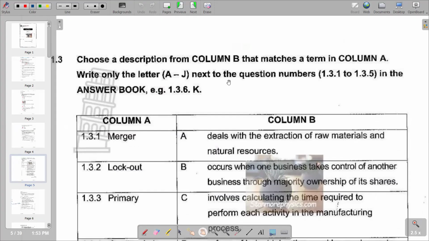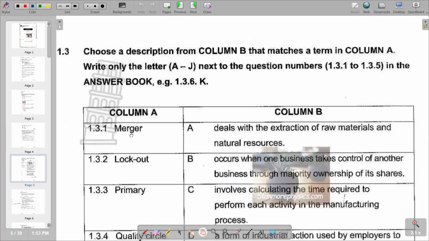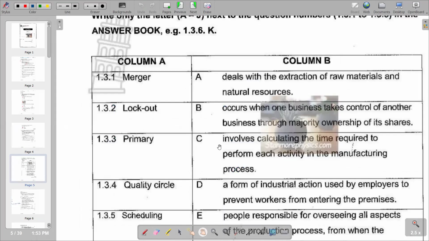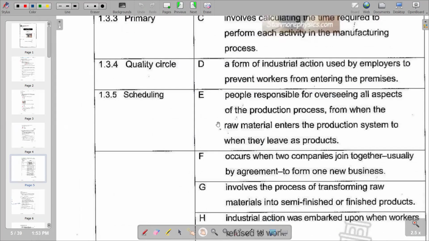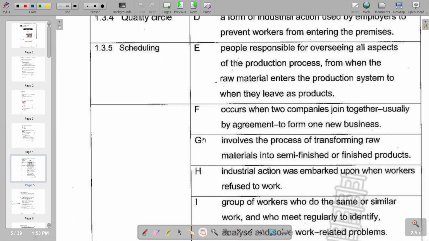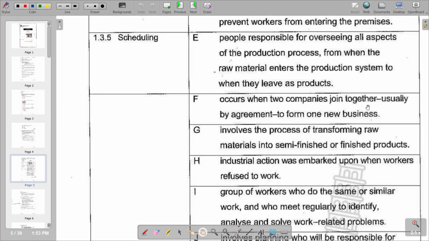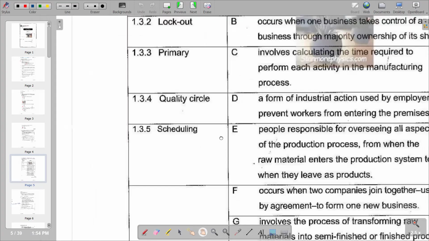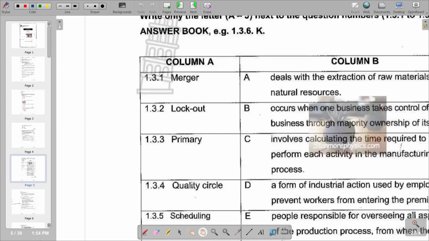So we've got the first term that we have, which is merger. So we see which description matches a merger according to the responses that we have. If you go to F, it reads occurs when two companies join together, usually by agreement to form one new business. So F is the best match that we have for 1.3.1. So we are saying F.